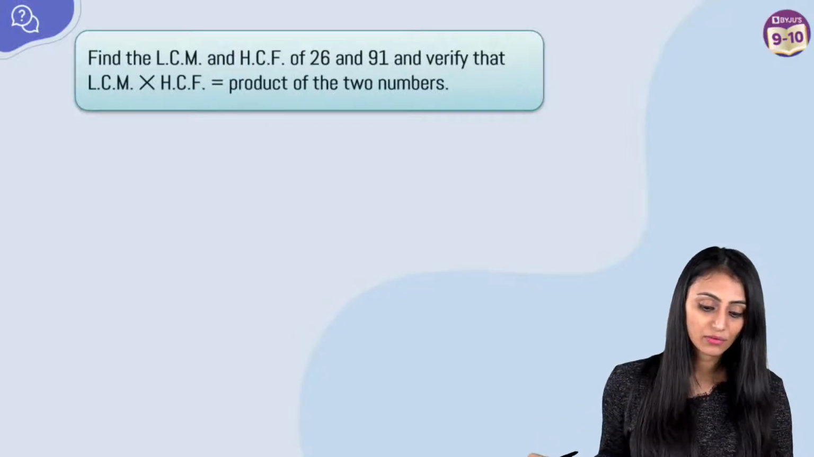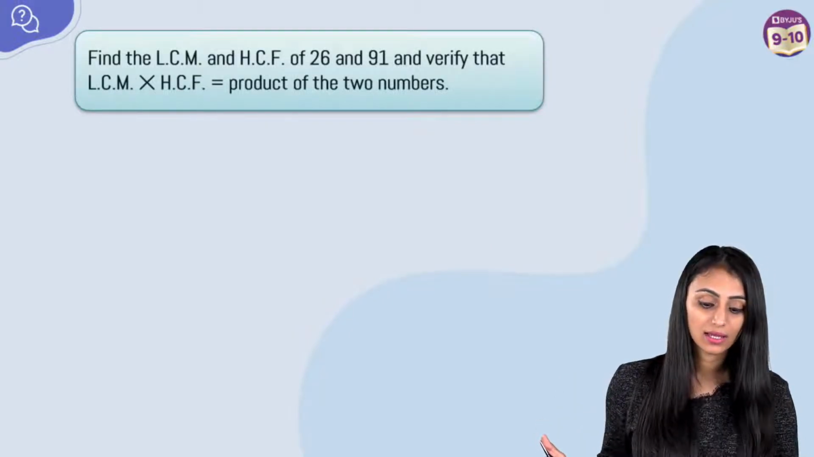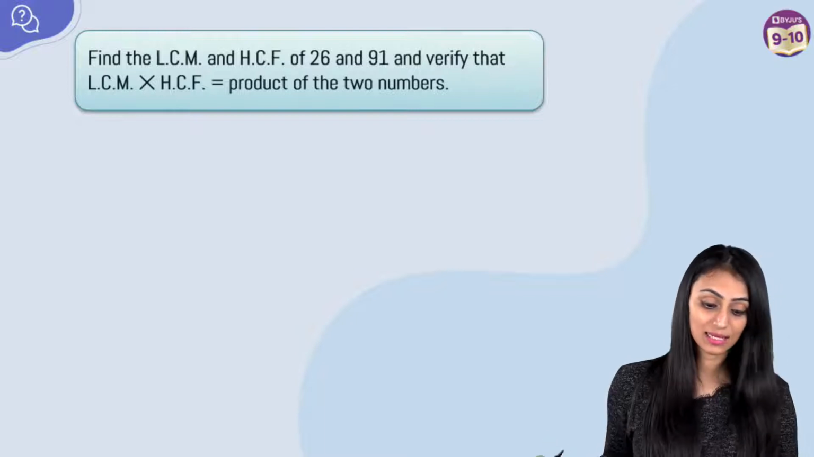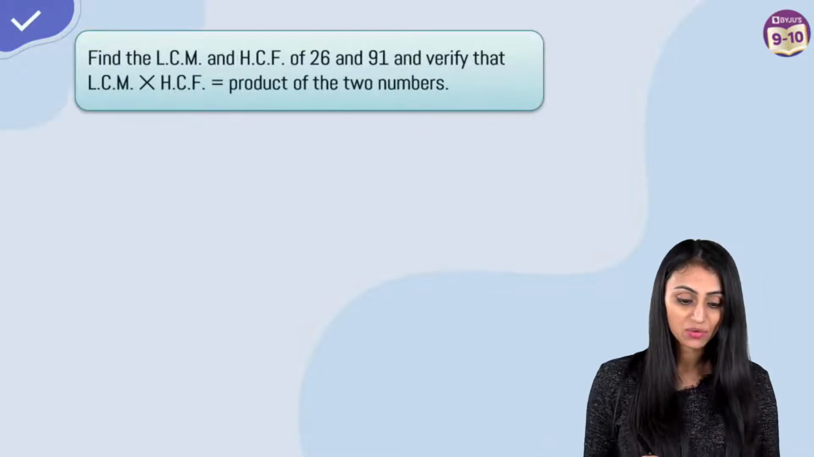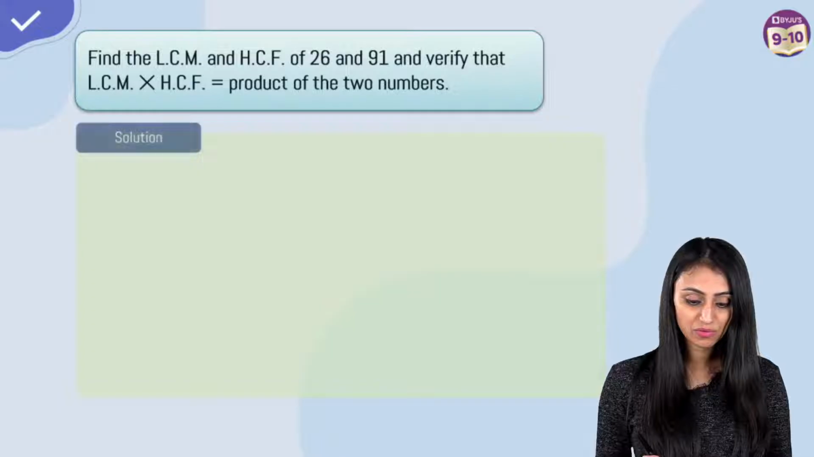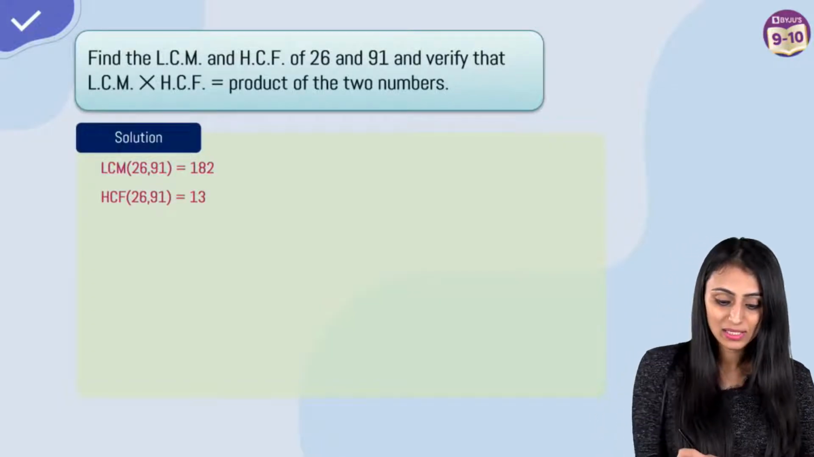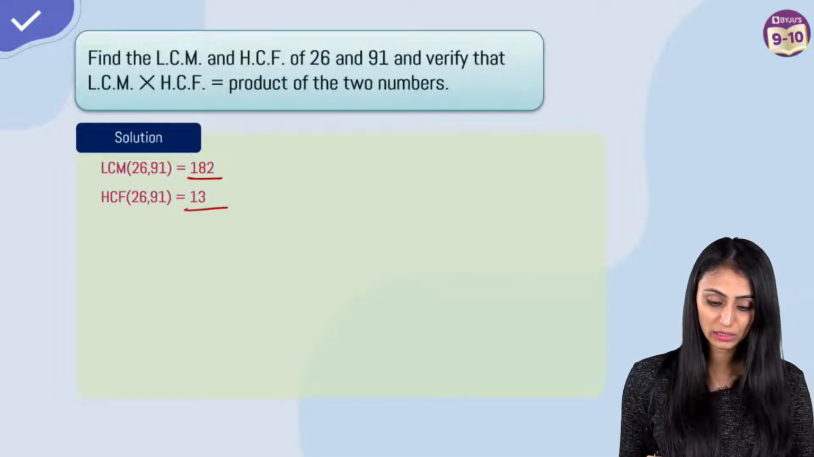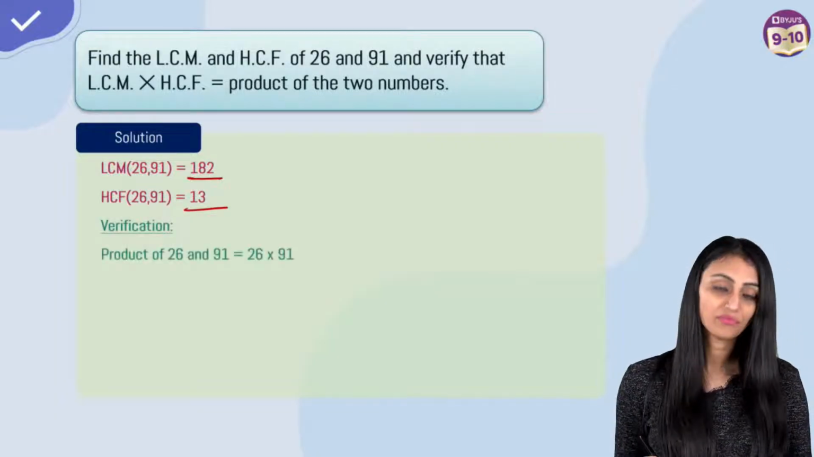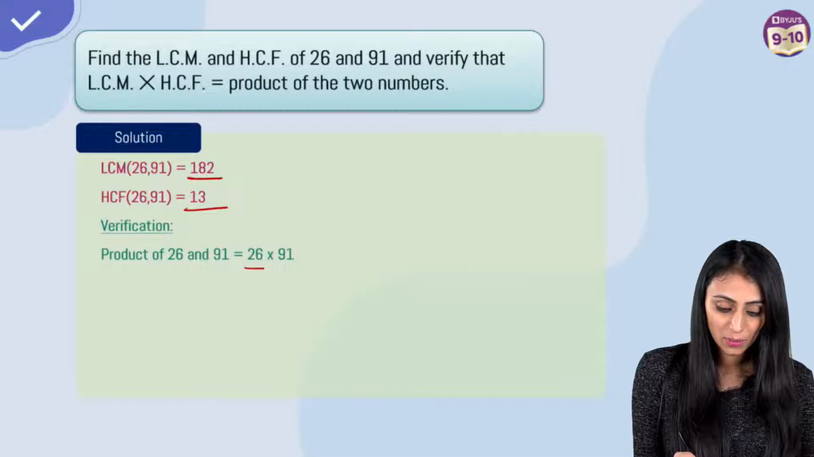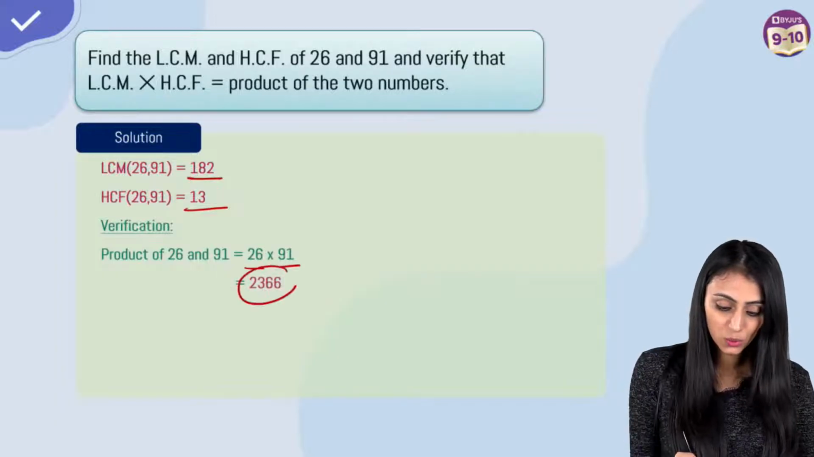Find the LCM and HCF of 26 and 91 and verify that LCM times HCF is equal to the product of the two numbers. So we have the two numbers. First, we will find their HCF and LCM. LCM for this would be 182, HCF would be 13, right? If I have to verify, their product would be what? I check the product of the numbers, I get 2366.